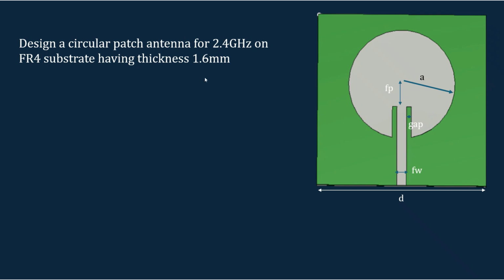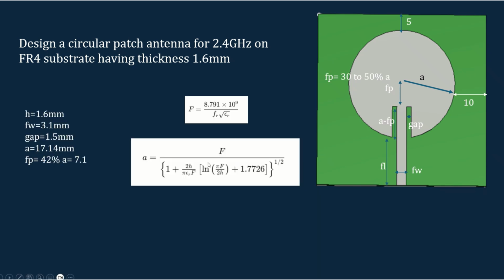Hello, in this video we are going to see how we can design a circular patch antenna for 2.4 GHz on FR4 substrate having thickness 1.6 mm. So these will be the main parameters that we have to calculate. First will be the radius, then the feed point and the feed gap and the feed width. So let's see that.